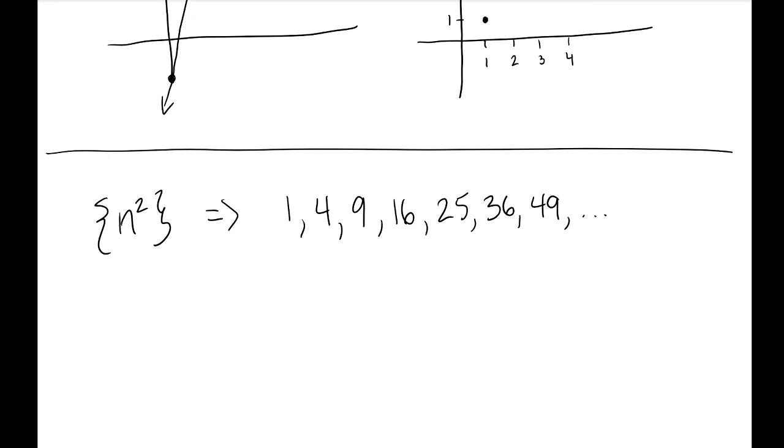And you can make up all sorts of rules. I mean, you could have the sequence {1 over n}, and what that would look like is you'd have 1, because that's just 1 over 1, but then your next item in the sequence would be 1/2, and then 1/3, and then 1/4, and 1/5, and so on.